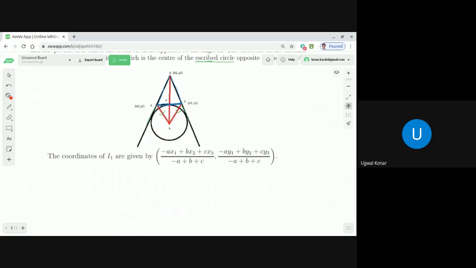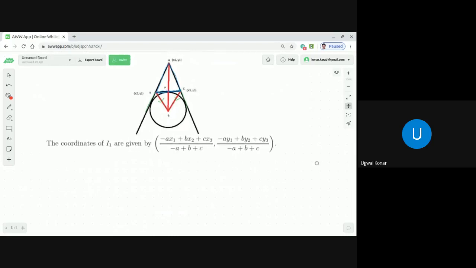More specifically, I2 is the excenter of the ascribed circle opposite to the angle B, and I3 is the excenter of the ascribed circle opposite to the angle C. So how can you find it out? Just notice that I2 should be ax1 minus bx2 plus cx3 by a minus b plus c, isn't it? And it is like this. Let me show it to you in front, and you'll get the pattern.